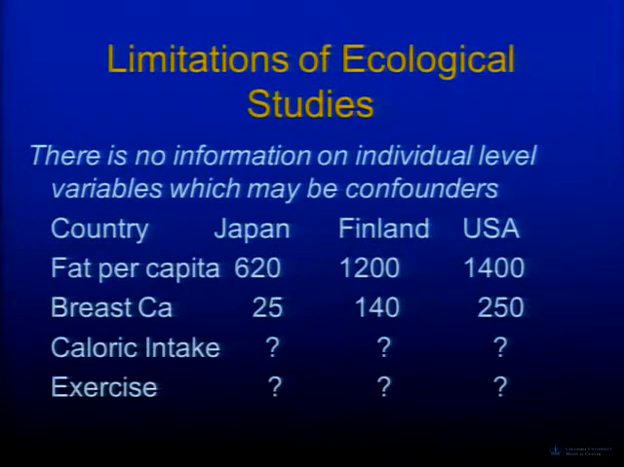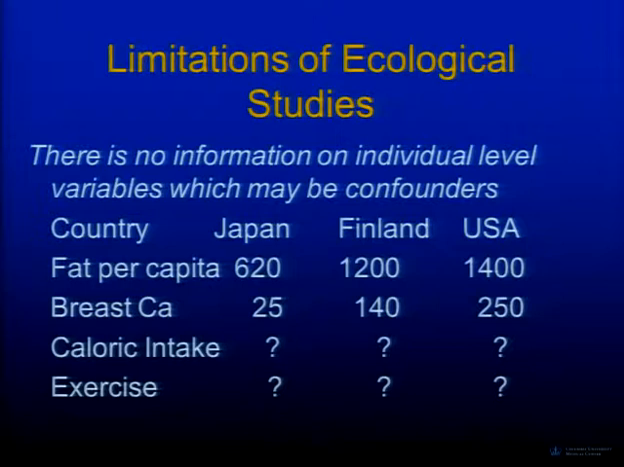So to give another example, another limitation is that we have no information on individual variables which may be confounders, something like you talked about with mammography. But what about the caloric intake? Is it different? Caloric intake is related to breast cancer. So how do we know that the caloric intake isn't also high here, and that's what the real cause is? It has nothing to do with the fat per capita. How do we know what the exercise rates are? Exercise tends to protect against breast cancer. We have no idea what the individual level or the country level of exercise is when we're doing these kinds of studies. And these are some of the issues.